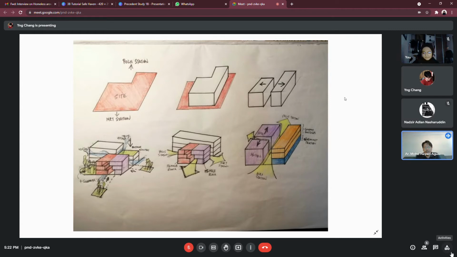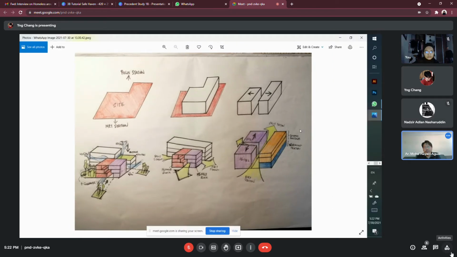Next time I will use maybe Zoom or something, so that I can actually indicate on the screen better. Okay, Yinchang. Thank you, sir. Okay, Nazir, Adlan.